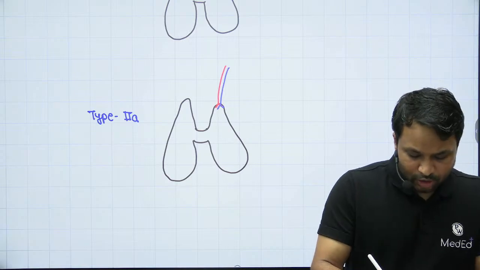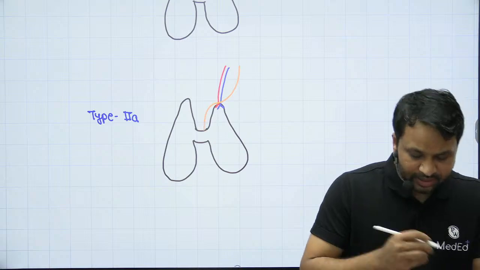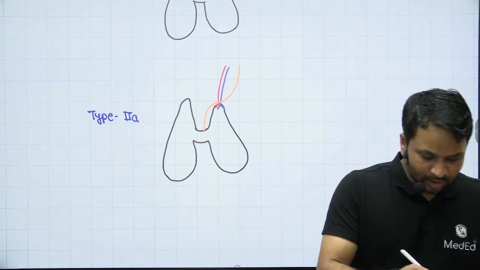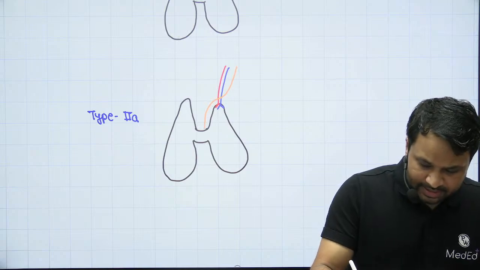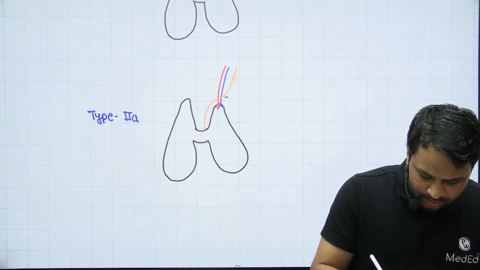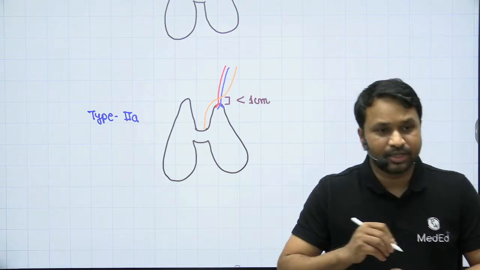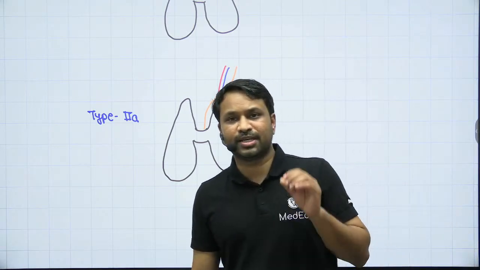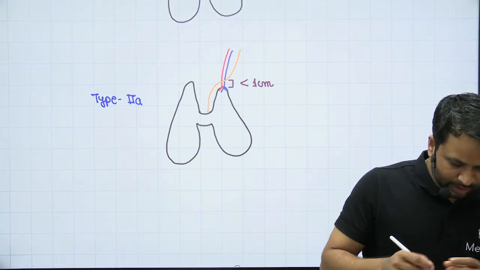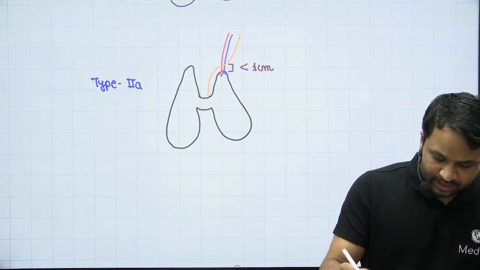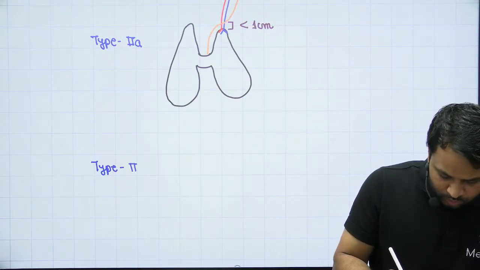Now this time you will notice that the superior laryngeal nerve just crosses above the pole, right? So we will say that it is just crossing above the pole. That indicates that the distance between this crossing and the superior pole is less than 1 centimeter. It is going to be the 2A variety. Then we have the type 2B variety.